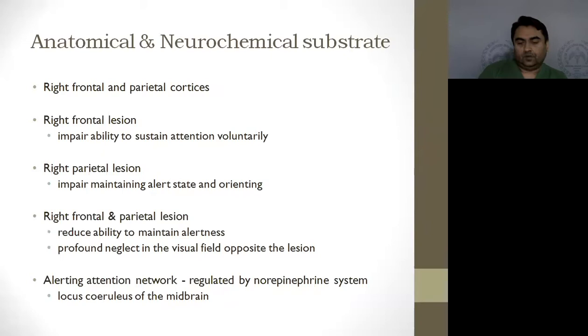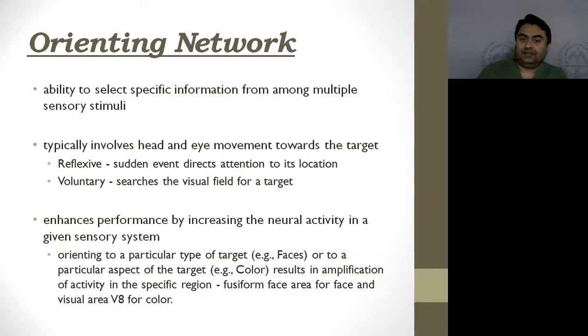The neurochemical substrate is regulated by the norepinephrine system, which is from the locus coeruleus in the midbrain. What about the orienting network? It is the ability to select specific information from among multiple sensory stimuli. And these are of two types. Typical examples involve head and eye movement towards a particular target, usually in a reflexive manner. So what is reflexive? It is a sudden event which directs the attention to its location. A loud sound, you immediately turn there. Whereas a voluntary one is where you search the visual field for a particular target.